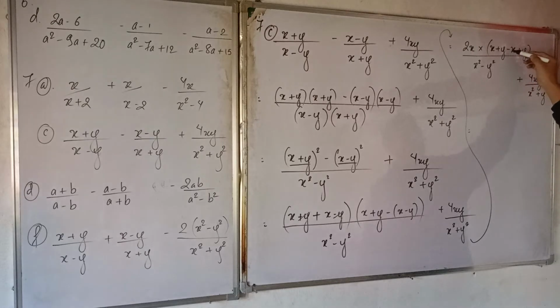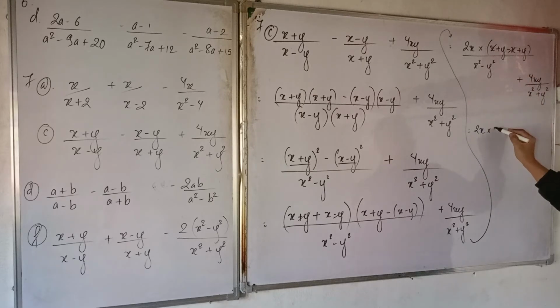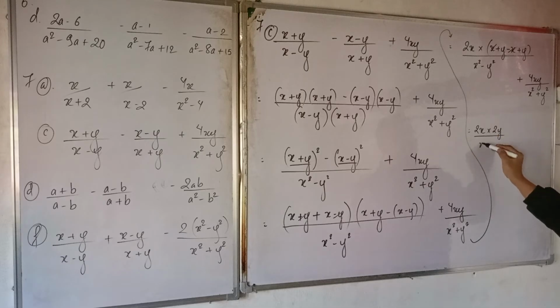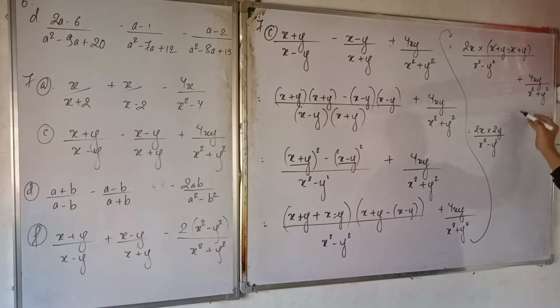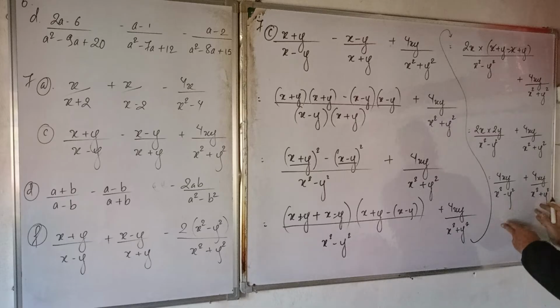Now here you can just remove this, cancel this, x minus x, 2 times y divided by x square minus y square plus 4xy over x square plus y square is equal to, now 2x multiply 2y, that becomes 4xy, divided by x square minus y square, plus another 4xy over x square plus y square. Now you can take the LCM from here.